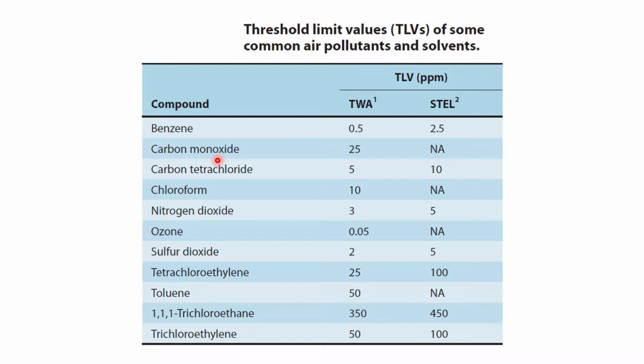For example, if we stay in heavy traffic, the concentration of carbon monoxide can be up to 100 ppm. That is 1,000 times higher than the normal level. The recommended threshold limit of carbon monoxide is 25, so if we stay in heavy traffic, we exceed the recommended level 4 times. And that will result in adverse effects.